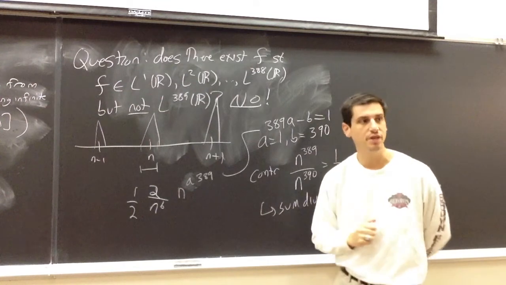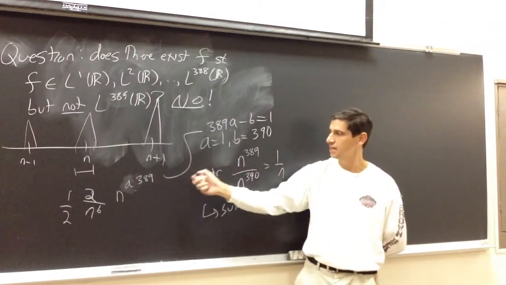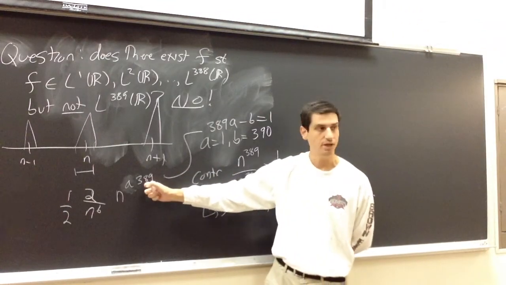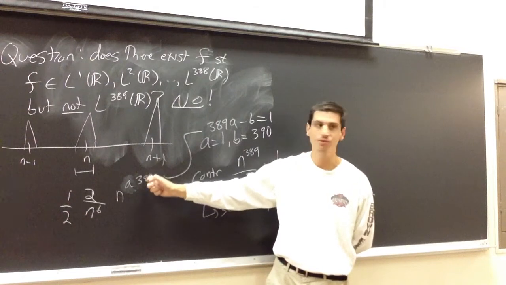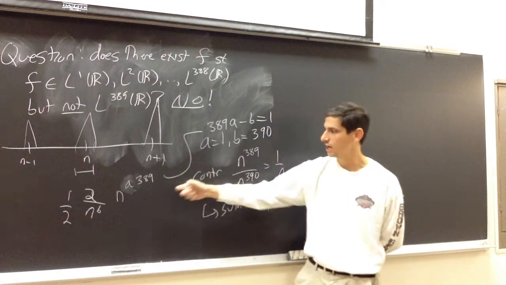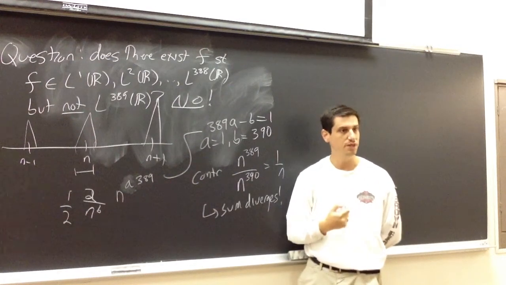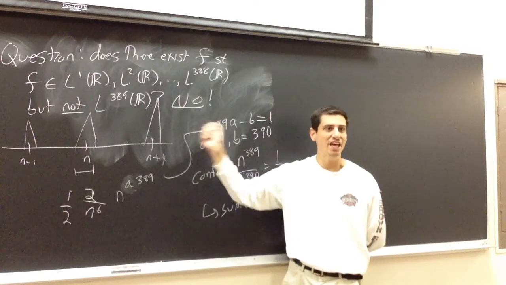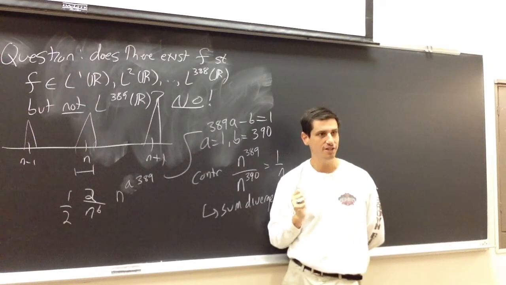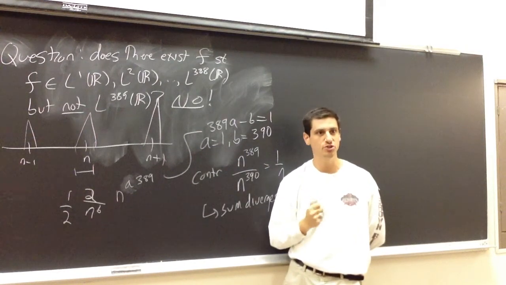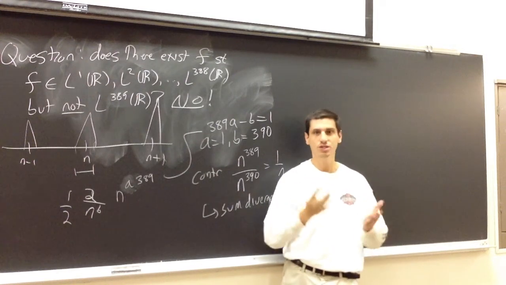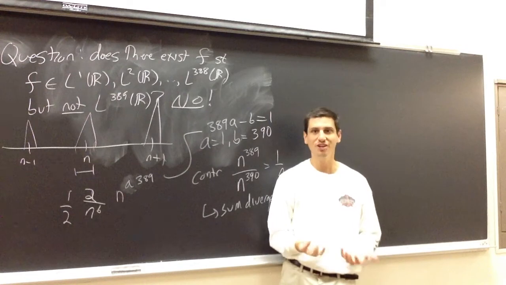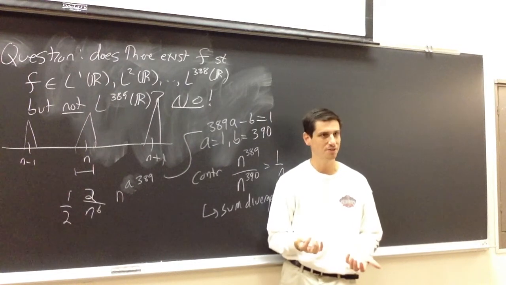And not only does the sum diverge, but if I looked at any smaller value, if I looked at the 388th power, 387th, 386th, I would have enough of a value of b that it would converge. So unfortunately, this example tells you that the behavior of functions at infinity that are integrable is not as you would like it to be.